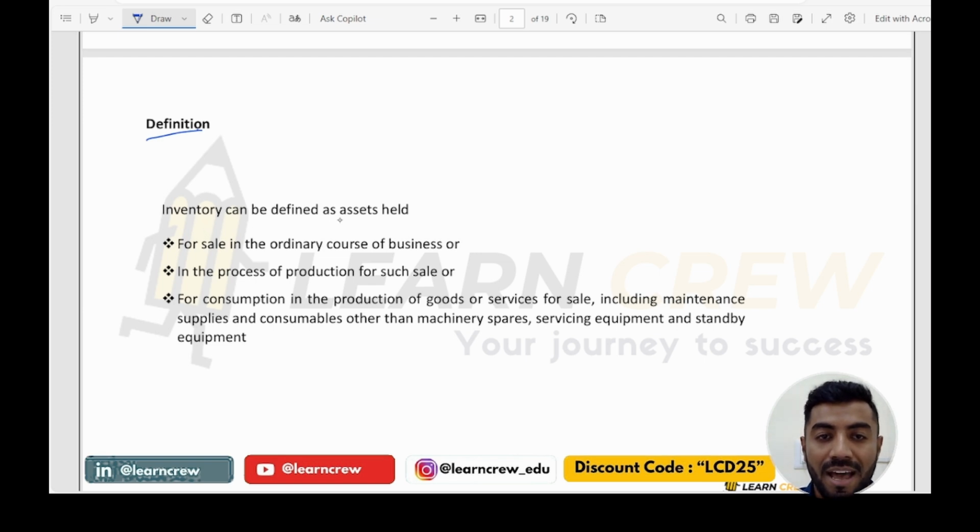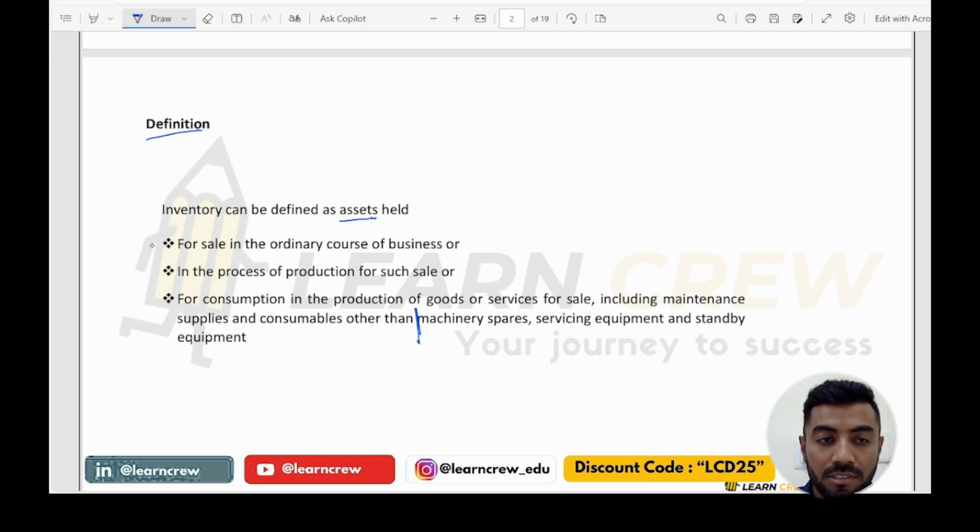Inventory can be defined as an asset held for sale in the ordinary course of business, or in the process of production for such sale, or for consumption in the production of goods or services for sale, including maintenance supplies and consumables, other than machinery spares, servicing equipment, and standby equipment.